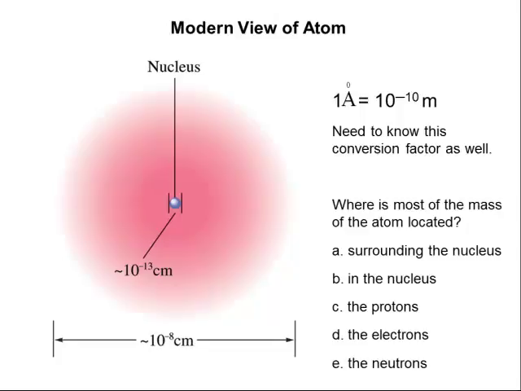Now, think about this. Where's most of the mass of the atom located? Is it surrounding the nucleus? Is it in the nucleus? Is it the protons, the electrons, or the neutrons? Well, what things have a mass? The protons and neutrons have a mass. Where are the protons and neutrons located? They're located in the nucleus. So most of the mass of the atom is located inside that nucleus.